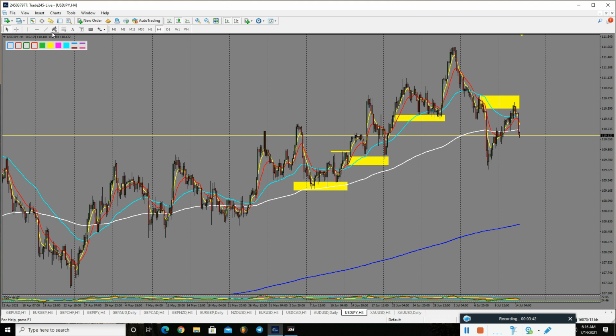And as you can see, into the new week, this is what we had. As the week ended right there, and the new week started, price moved back to our order block.